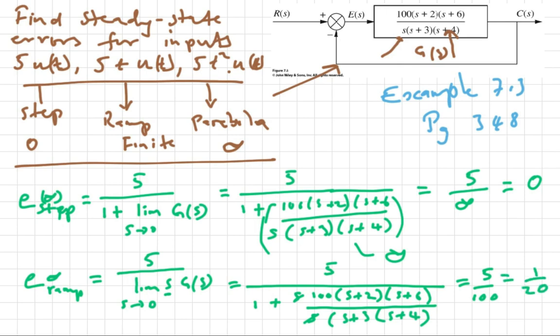So we have a finite steady state error, and here we have a finite steady state error, just like we predicted. So now we check the parabola.